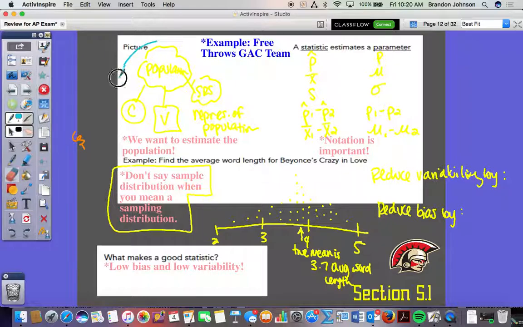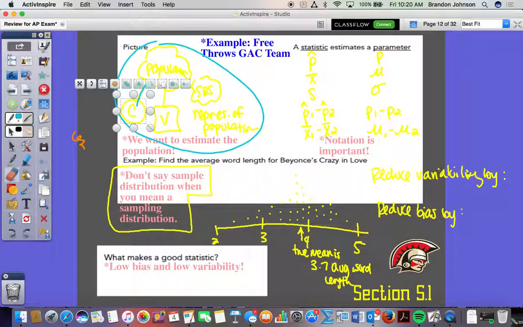All right. Remember this picture, right? We have the population. We have our voluntary and convenient sample. We also have this SRS, which is represented as a simple random sample. So as we look at this, it's representative of the population. We use the simple random sample to estimate the parameters of the population. Now, remember, a statistic is a measurement of my sample. A parameter is a measurement of my population, right?